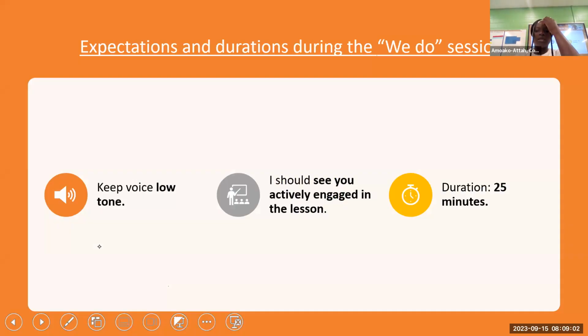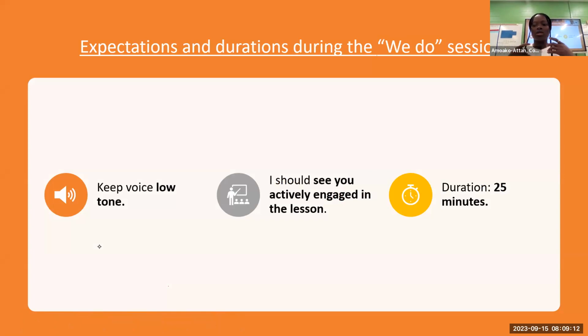All right. So again, I stated my expectation and the duration this part of the lesson should take. You should keep your voice at a low tone because you are going to contribute together. That is a redo slide. Redo is not when the teacher works everything alone. You try to involve your kids in solving the problems together, so you develop the concepts with them.